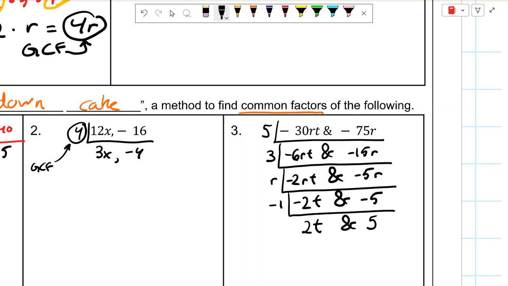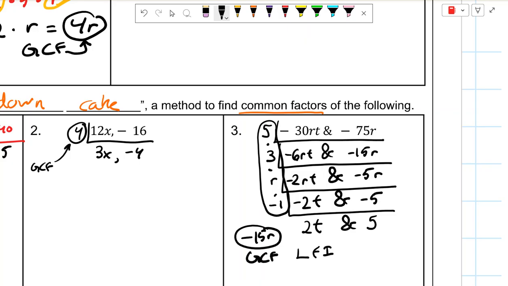So what's our GCF here? Well, we multiply all of these together. And 5 times 3 is 15, and that 15 times the negative 1 is negative 15, and negative 15 times the r is negative 15r. And that is our GCF, also known as, in our class, the largest familiar ingredient.